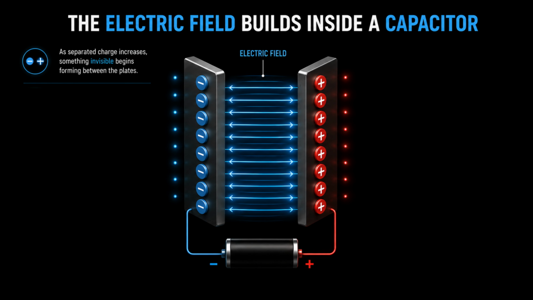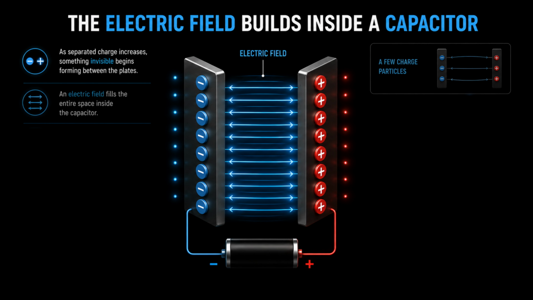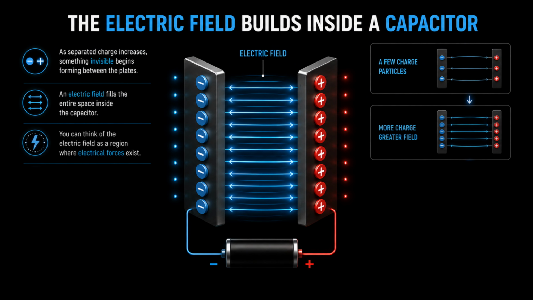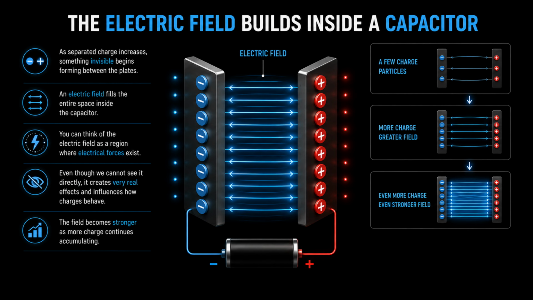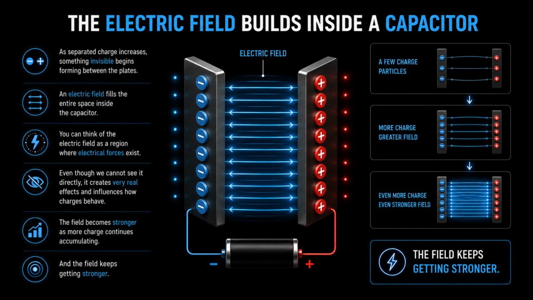As separated charge increases, something invisible begins forming between the plates. An electric field fills the entire space inside the capacitor. You can think of the electric field as a region where electrical forces exist. Even though we cannot see it directly, it creates very real effects and influences how charges behave. The field becomes stronger as more charges continue accumulating.